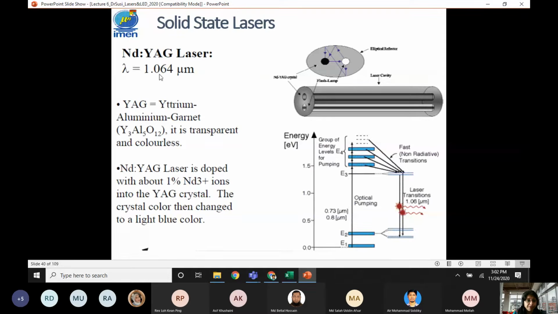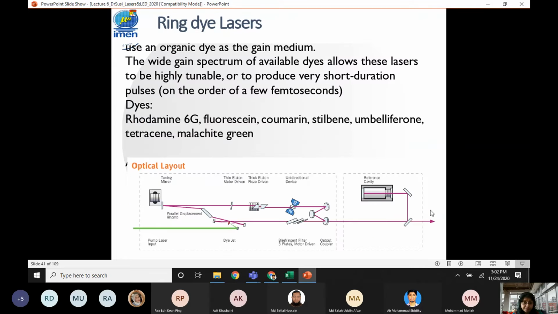More about the neodymium YAG laser. It is transparent and colorless. It is doped with about 1% of neodymium ions into the YAG crystal, and the crystal color then changes to a light blue color. This shows how the pumping occurs from E1 to E2, then it's optically pumped up to E3. Then you have a relaxation going down, and finally it will move down to E2 with a laser transition of 1.06 micrometer. So this is how it works.